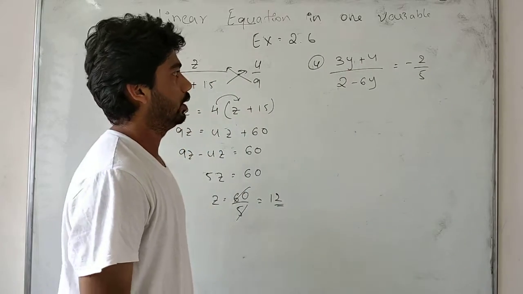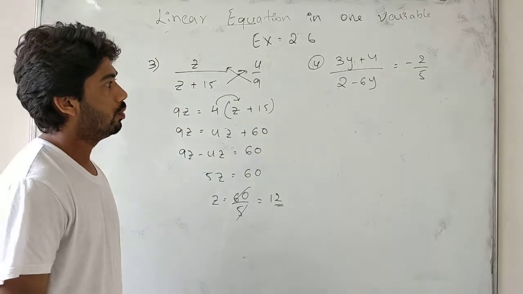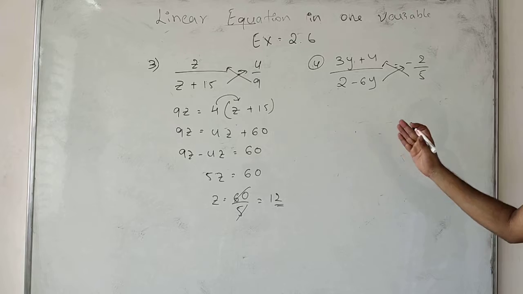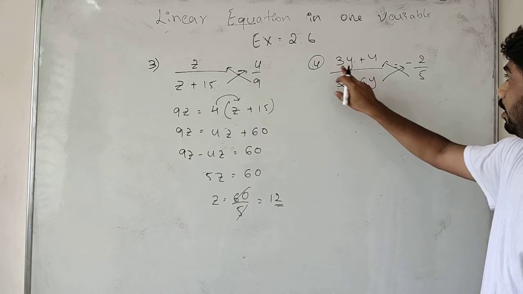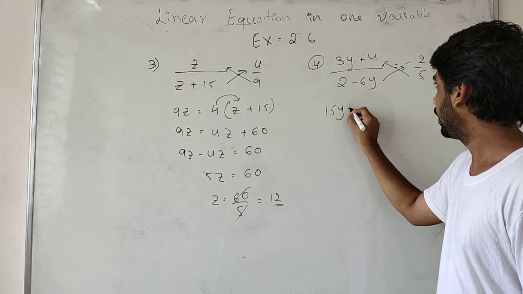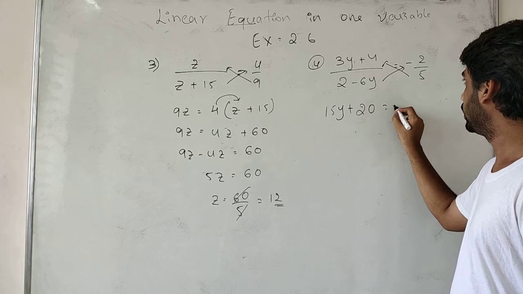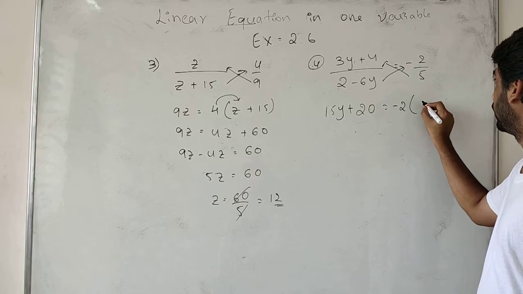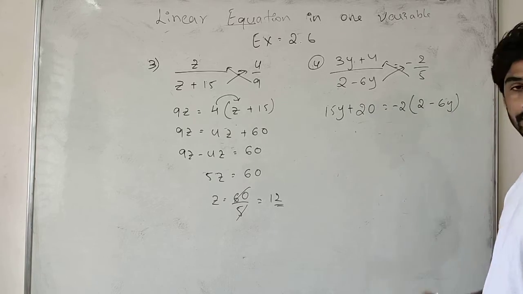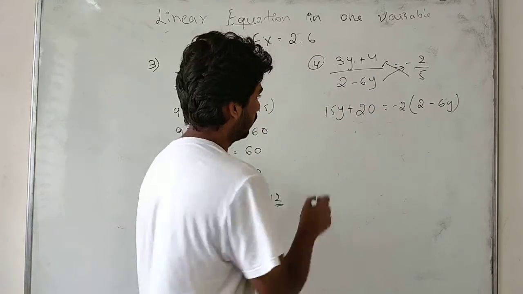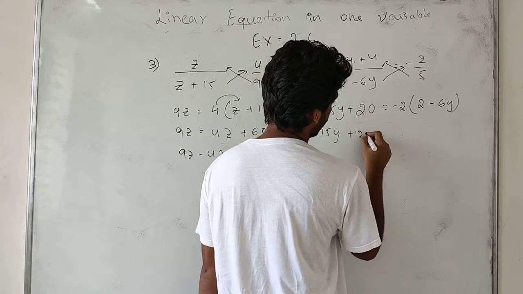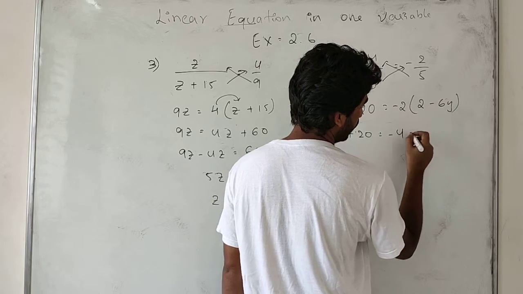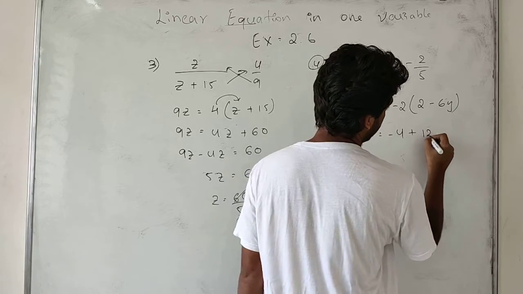3y plus 4 upon 2 minus 6y is equal to minus 2 by 5. So I will do the cross multiplication first. So now it is clear. 5 threes are 15y plus 5 fours are 20 is equal to minus 2 times 2 minus 6y. Next step, 15y plus 20 is equal to, minus into plus is minus, 2 twos are 4, minus into minus is plus, 2 sixes are 12y.